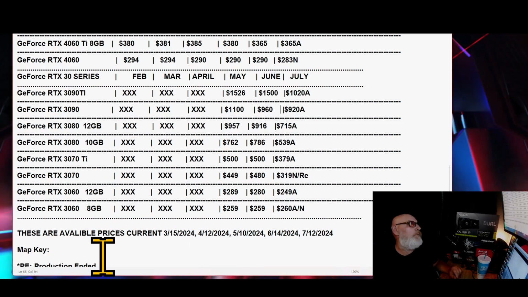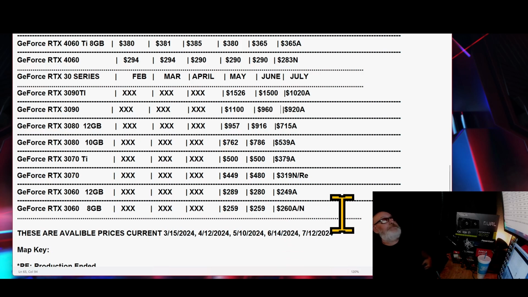So the 3060 12 gigabyte started at $289 in May and ended up this month at $249 on Amazon. The 3060 8 gigabyte was $259 in May. It went up $1 on Amazon and Newegg, both of them. So it went up $1.